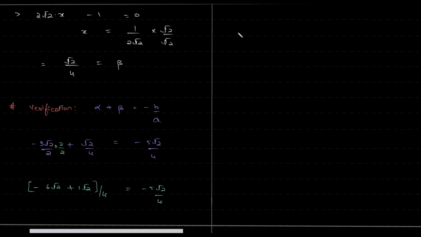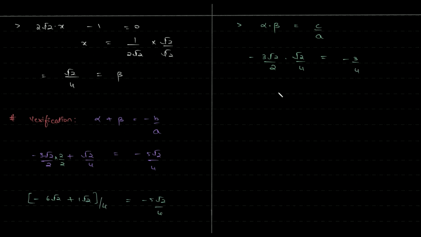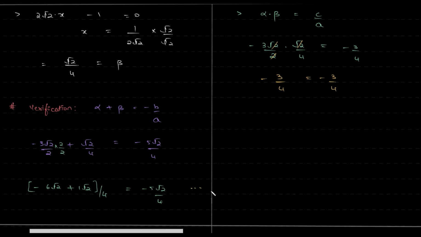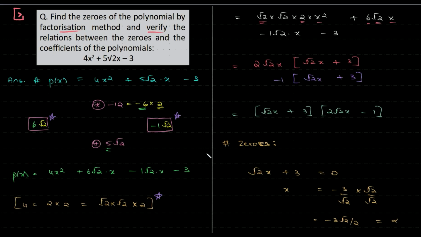Okay. And then we have our alpha into beta, which is c by a. Alpha is minus 3 root 2 by 2 and beta is root 2 by 4, which is equal to c by a, minus 3 by 4. So we are looking at 2 root 2 and root 2 gets cancelled. Why? Root 2 into root 2 is 2. 2 divided by 2 is 1, right? So we have minus 3 by 4 and minus 3 by 4. Here too you guys need to solve. I'm being lazy. So that would be your answer. Verification. And yes, we need to rationalize. If not, there is a chance that they'll cut marks. Okay guys, so this is your answer.